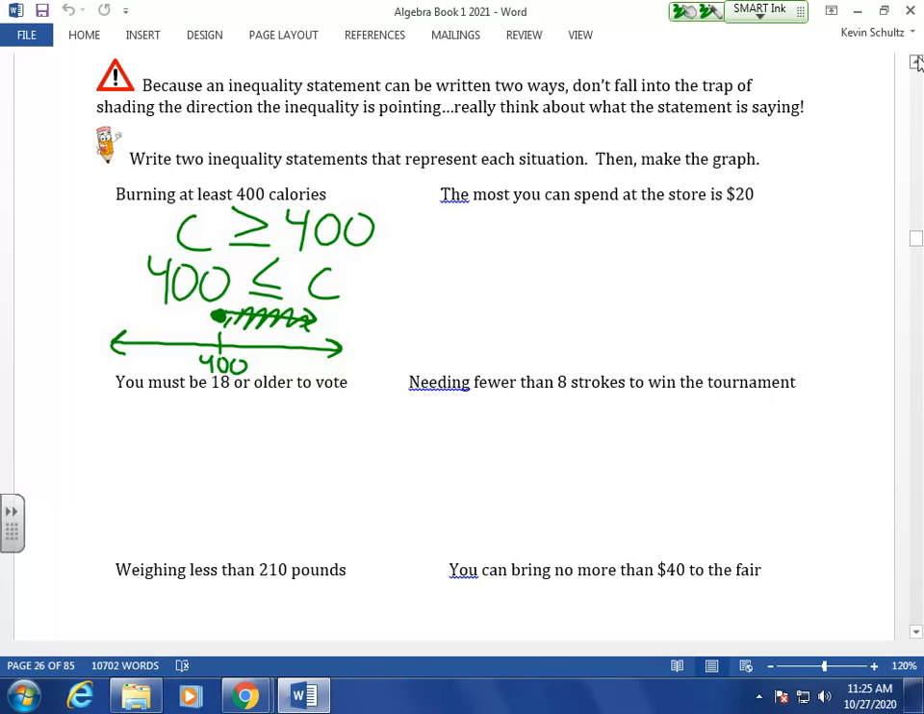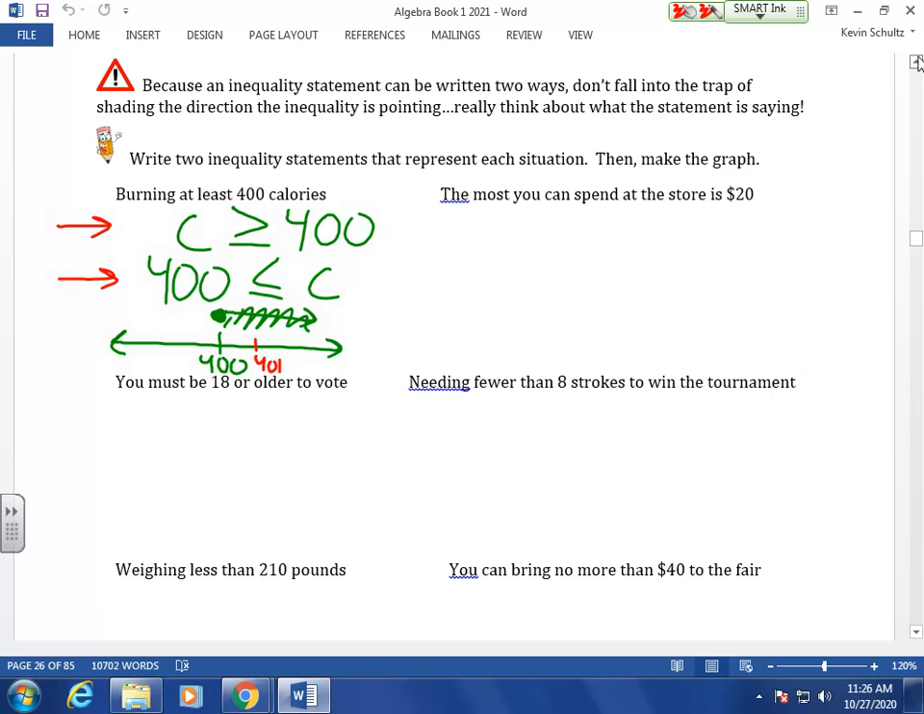Okay? Someone pick a number that's in that solution set. Greater than or equal to 400. 401. Okay. So 401, okay, part of that solution set. If we plug that in for C in our first inequality up here, is 401 greater than or equal to 400? Yes. Okay. That also works in our second one. Is 400 less than or equal to 401?